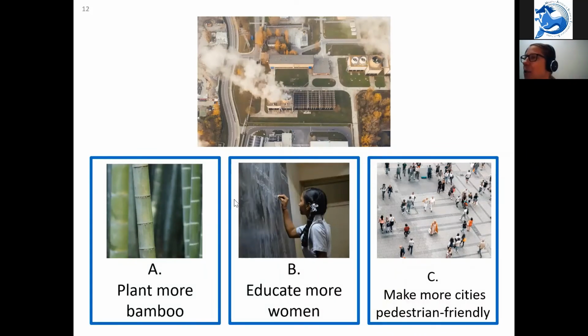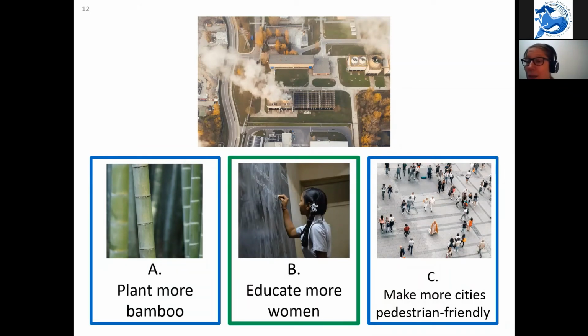And just a few more seconds for you to decide. Go. Okay, just over half of you got this question right. So it is to educate more women. According to Project Drawdown, the effect of more educated women is 7 times greater than that of planting more bamboo, and 20 times greater than having more pedestrian-friendly cities.